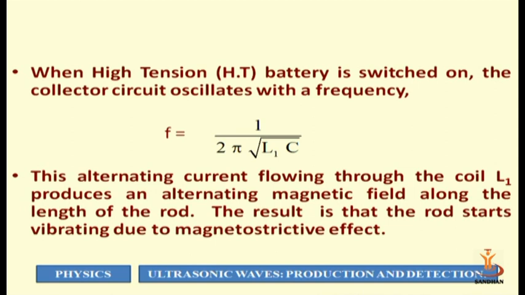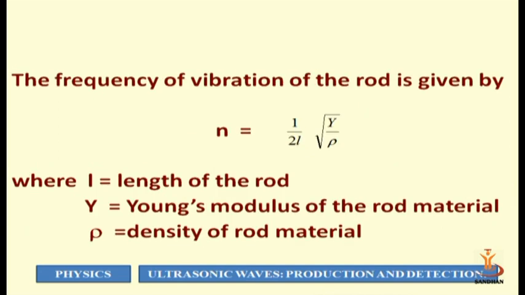Now this alternating current flowing through L1 produces an alternating magnetic field along the length of the rod. So in this way, the input is an alternating magnetic field and the output is a change in length, and by this mechanism we are able to generate continuous vibrations in the ferromagnetic rod.